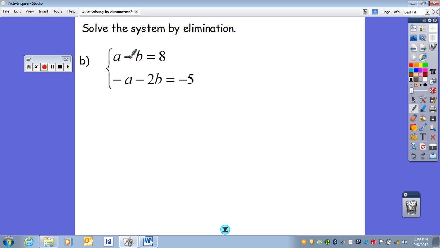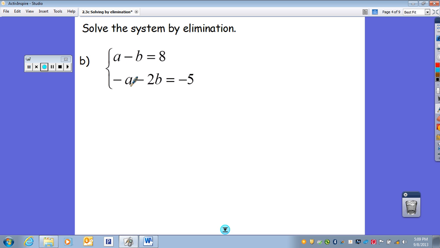In our next example, we want to make sure that the variables are lined up vertically. We have the a's on top of each other, the b's, the equal signs, and the numbers. So we're going to add them together. We also want to make sure that one of the variables is the exact opposite. I have a positive a and a negative a. Our goal when we add is for one of the variables to have a sum of 0. a and negative a is 0. Then we combine like terms, negative b and a negative 2b would be negative 3b equals 8 minus 5, which is 3.